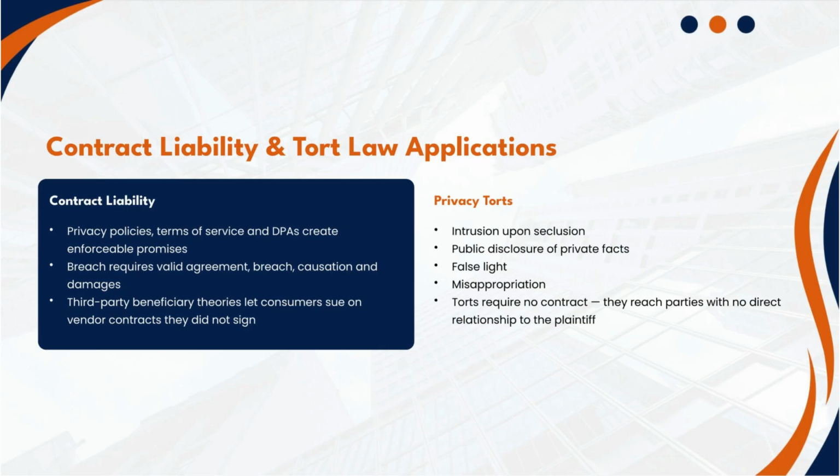Contract liability is about broken promises. You agreed to something, you didn't do it. The elements are simple. There's an agreement, there's a breach, there are damages, and in privacy, the contracts are everywhere. Your data processing agreement with a vendor, your terms of service, your business associate agreement, even your privacy notice, arguably, though courts have gone back and forth on that.